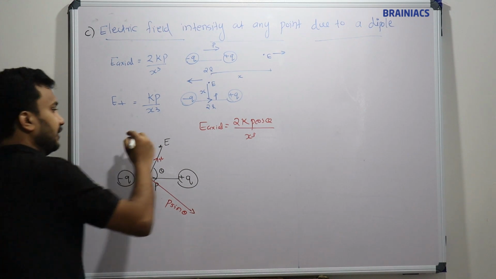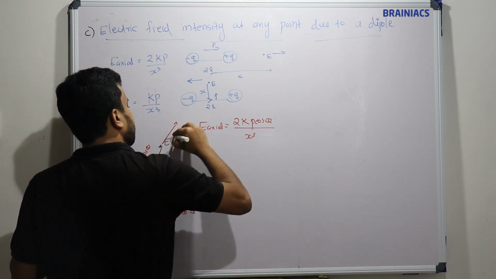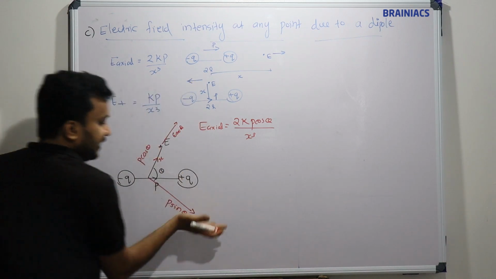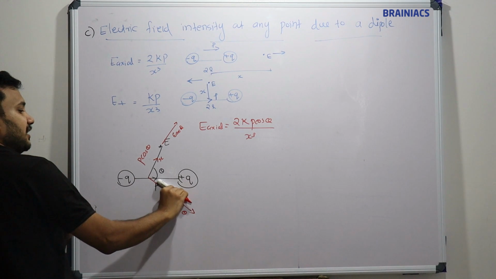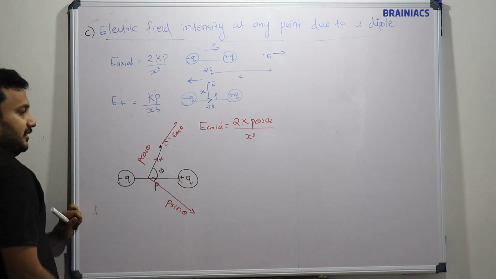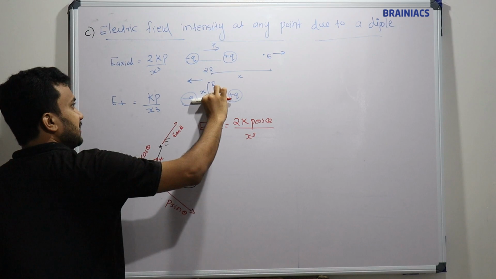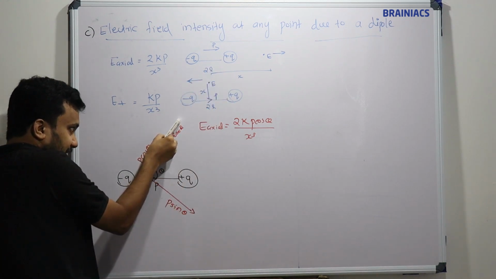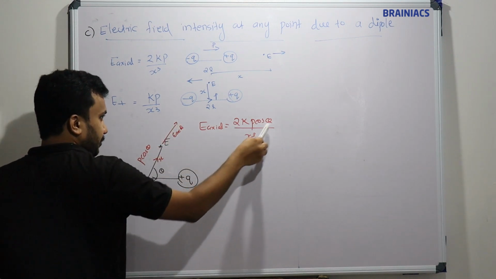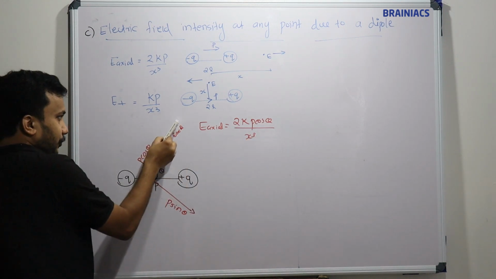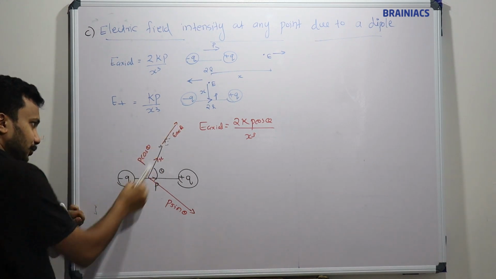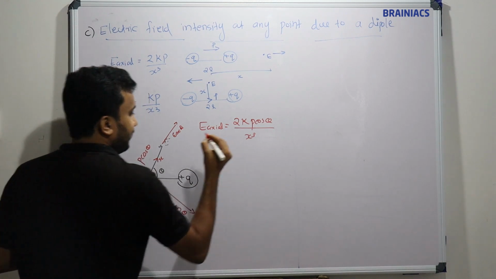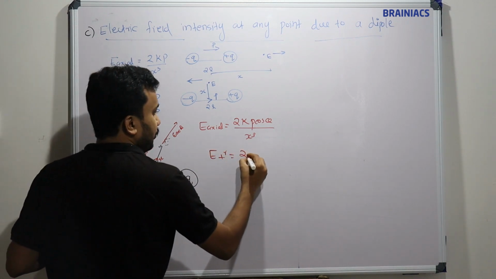So the electric field along the same line is called the axial electric field. The P sin theta line is perpendicular to the axial line, so this P is perpendicular to the electric field. Along this line, E axial is 2kp cos theta by x cube. But for this line, which is perpendicular, there will be a perpendicular electric field. What is its value? There is no 2.